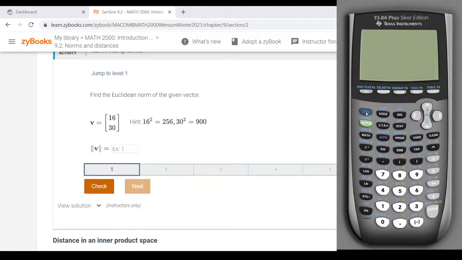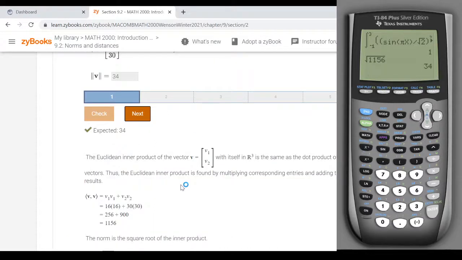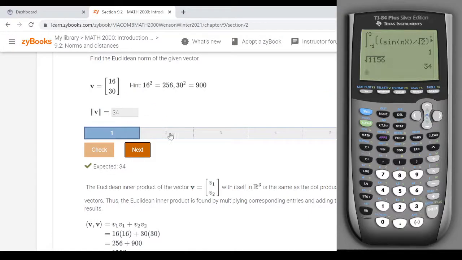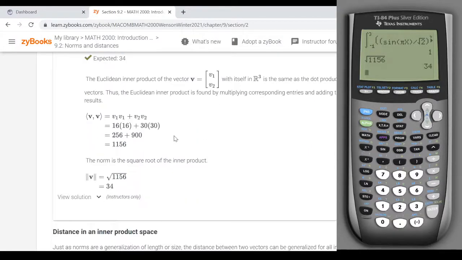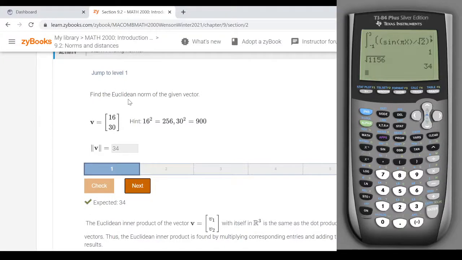What's the square root of 1156? Yeah, 34. It is very nice. So this Euclidean norm would be 34, the magnitude of this vector, the length of this vector. So if they ever say the word Euclidean, that just means the dot product is the inner product. The dot product is involved.